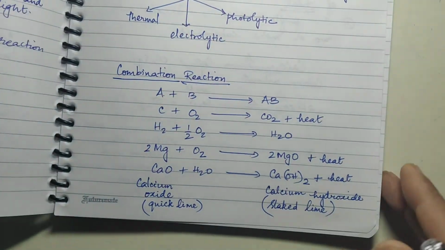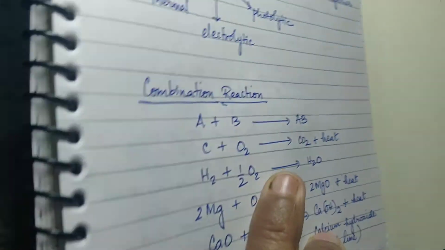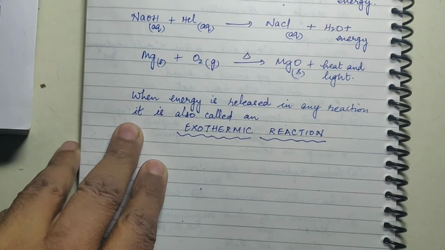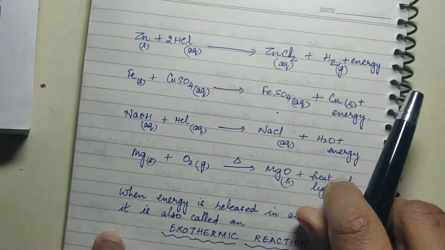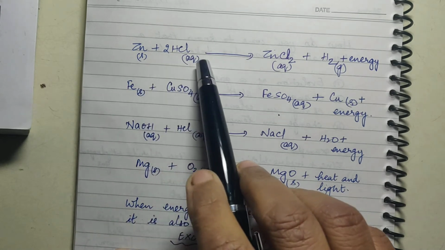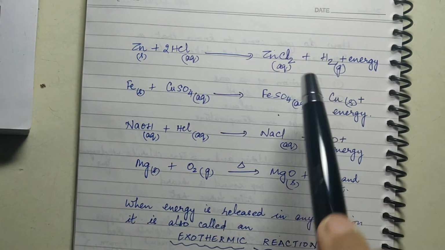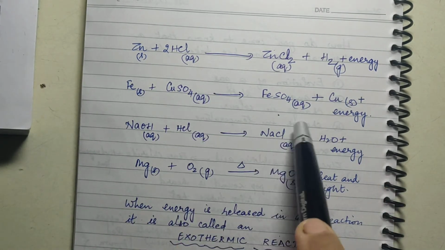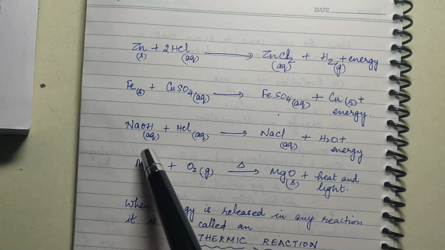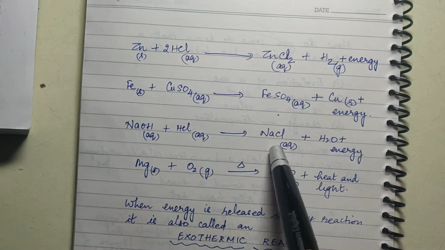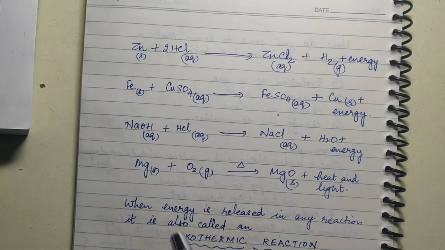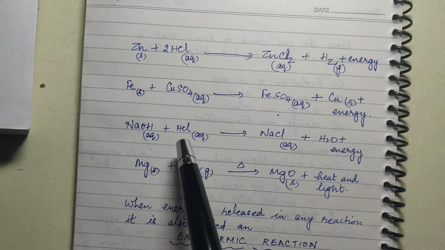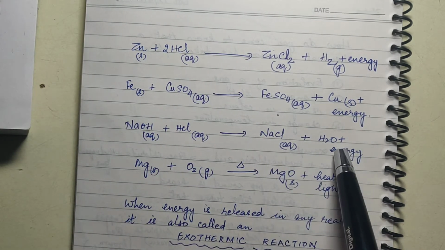Now same way, there are so many reactions that you can see. These are the reactions that I explained just now. Zinc plus HCl gives you hydrogen gas. Fe plus CuSO4 turns FeSO4 plus Cu. Then NaOH plus HCl gives you NaCl plus water. This is a neutralization reaction because this is a base, this is an acid, this is a salt and water.